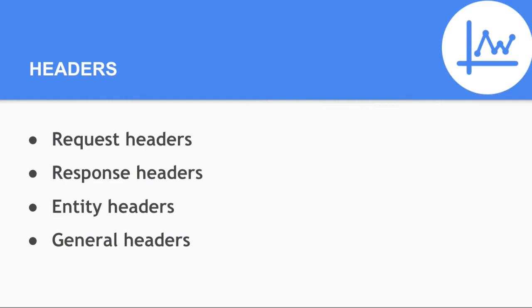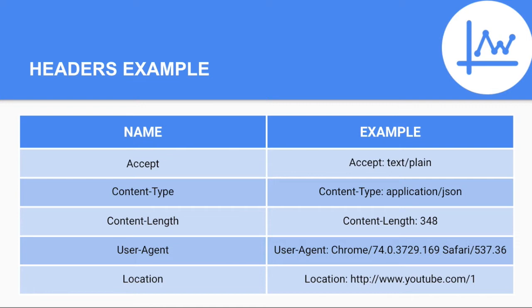The last category is general headers. These headers are some headers that are used in response as well as in requests, such as cache control and others. This slide illustrates examples of headers. And as you can see, headers are key value pairs.